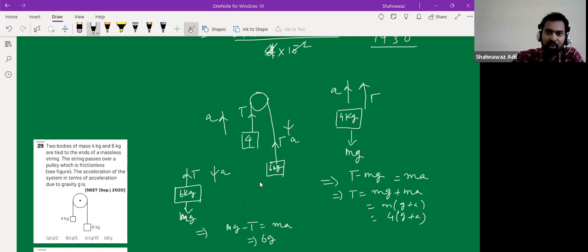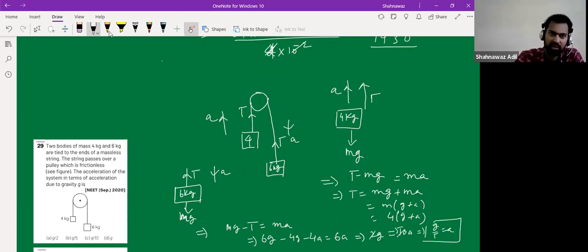g by 5. Okay, let me check that. So 6g minus 4g minus 4a equals 6a. 6g minus 4g is 2g, and this goes here, so 6 plus 4, 10a. So this is g by 5. So this is the right answer, g by 5. And who got the answer? Anybody else?